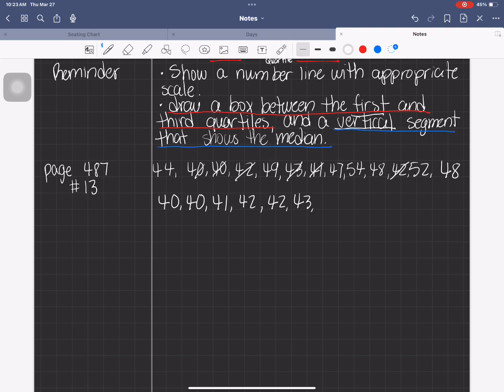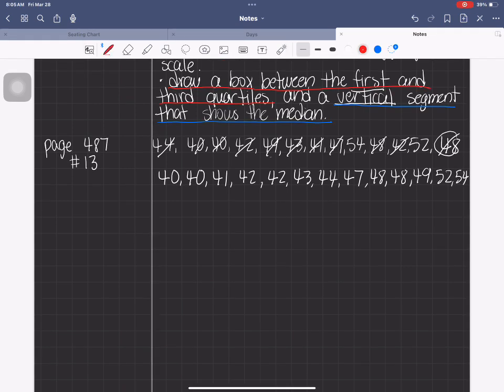42, 43, there's a 44, there's a 47, 48, 49, oh, I forgot the other 48, so I'm going to go back. 48, 49, 52, and 54. They barely fit. Okay.